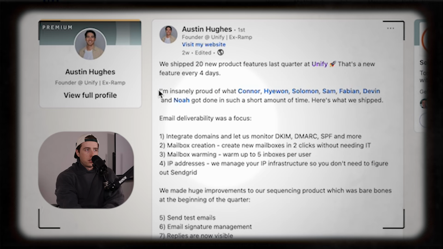And then I like how Austin tags his team and again positions it as a milestone. It makes it feel less like a sales pitch and more like a founder shouting out his team, which in this case it is. I'm not saying to fake that. I'm just saying to position it that way on LinkedIn. And then this bridge line, here's what we shipped, is a nice transition into the actual feature list.